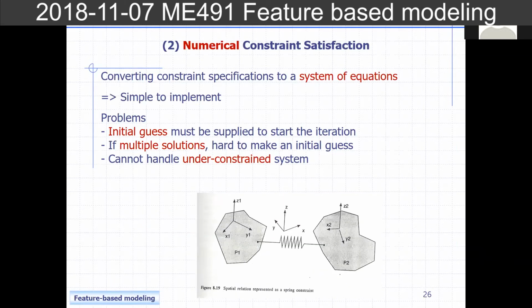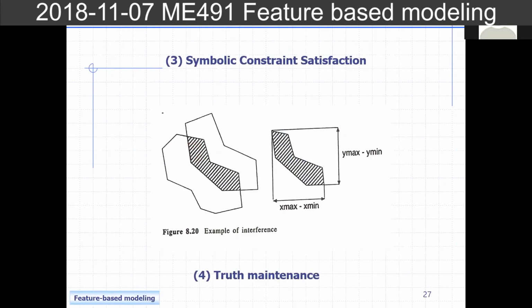And then numerical constraint satisfaction, the second category. You can see the picture in figure 8.19. It is shown as a dynamic system with a spring constraint. Anyway, you need to have a system of equations or system of constraints. And then there are some issues, such as initial guess and multiple under-constrained systems. And then other categories like the symbolic constraint satisfaction method or truth maintenance categories.